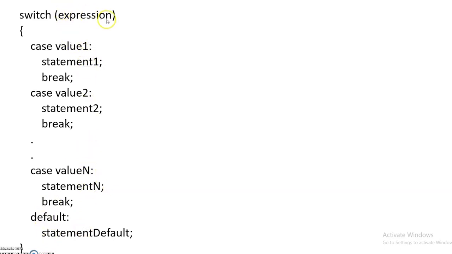If the value of the expression is 1, then case value 1 will execute. After that, statement 1 will execute and it will break from the switch case. If the expression is value 2, then it will execute the second case block. This is the switch case statement.